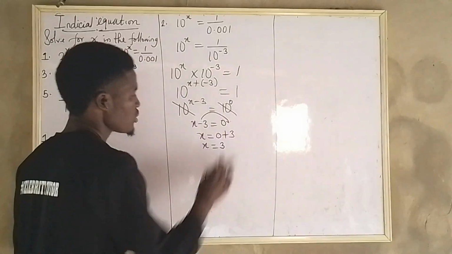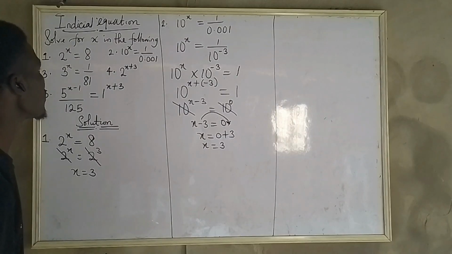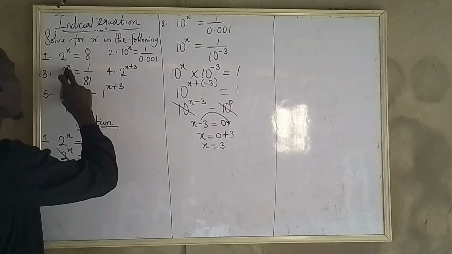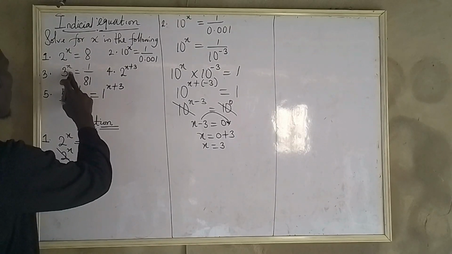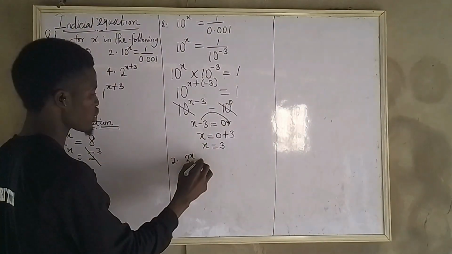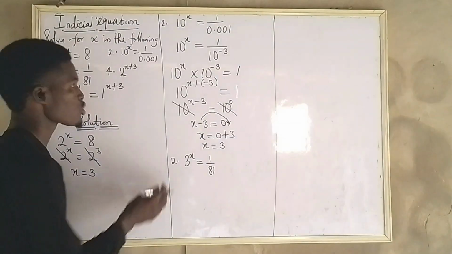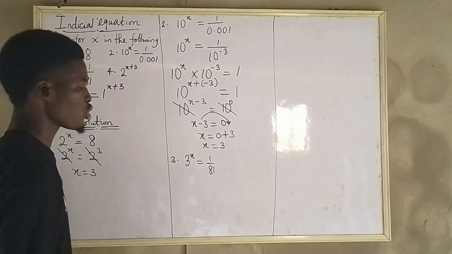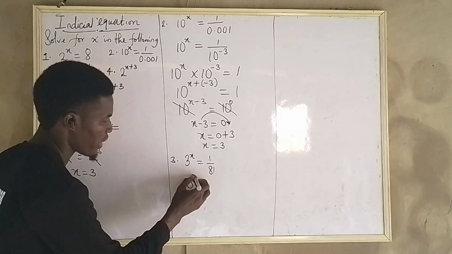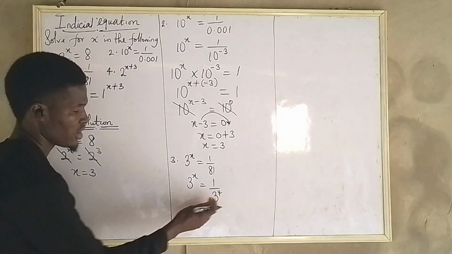Alright. So the next question. Question 3: 3 raised to power x equals 1 over 81. Now you can do this in 2 ways. I'll solve this question 3 in 2 ways. The first way is by cross multiplying. Before cross multiplying, I will have 3 raised to power x. 81 is the same thing as 3 raised to power 4. Yes or no? Yes. Then you can cross multiply.